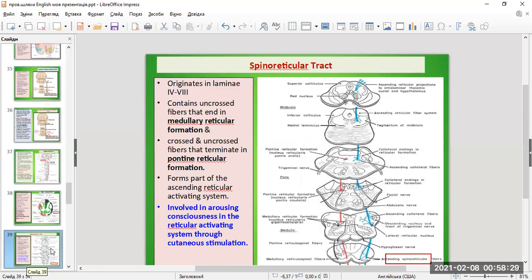Spinoreticular tract originates in laminae 4 to 8. Contains uncrossed fibers that end in medullary reticular formation. Crossed and uncrossed fibers that terminate in pontine reticular formation. Forms part of the ascending reticular activating system. Involved in arousing consciousness in the reticular activating system through cutaneous stimulation.